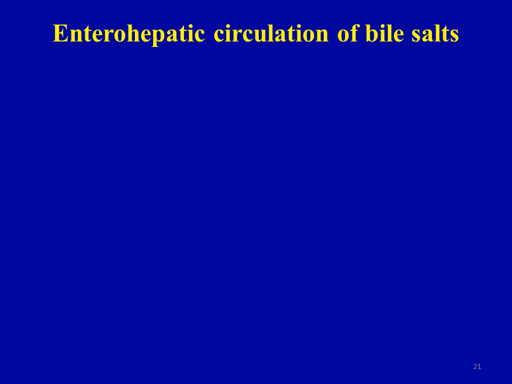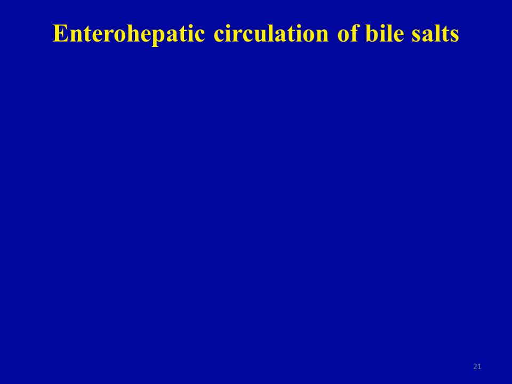Now let's discuss the enterohepatic circulation of bile salts. Why do we need that enterohepatic circulation? Because our body contains a certain total amount of bile acids, which we call the total bile acid pool. And every day, to have efficient lipid absorption, we need a certain amount of bile acids.